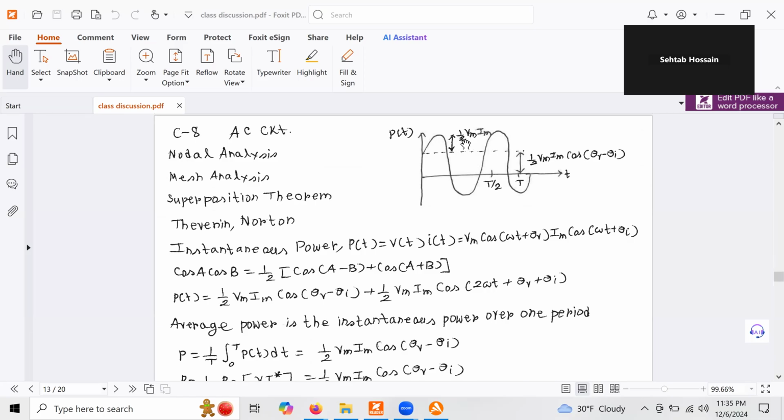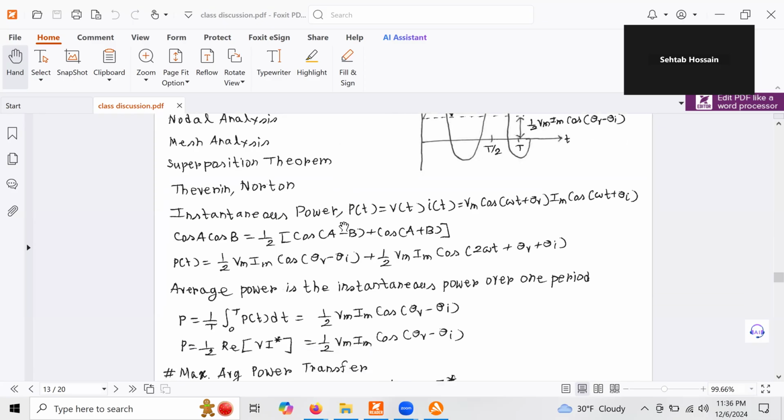So we apply the P equals VI formula over here, and this part is half of VmIm cos(theta V minus theta I). So theta V is the angle of the voltage, and theta I is the angle of the current. So this is the phase difference over here. Instantaneous power means the power when you measure it at a time, at that moment. That power is the instantaneous power.